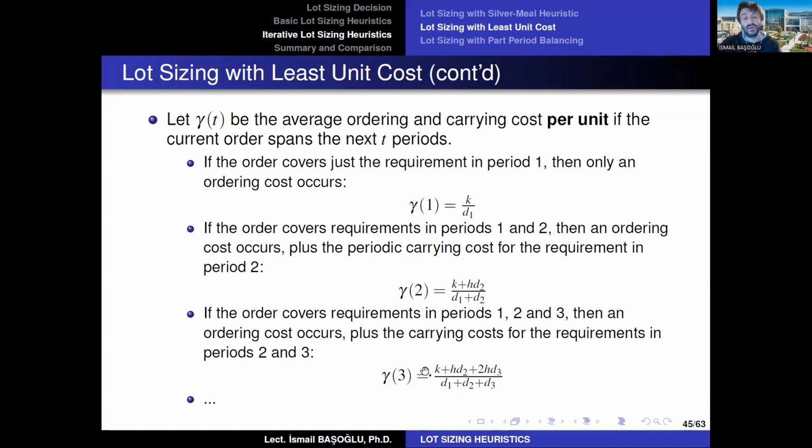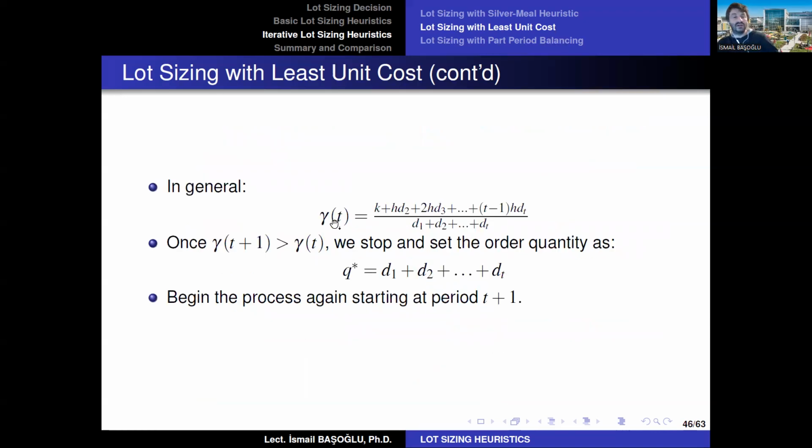If we spend the demand of the following 3 periods, then we need to divide that cost by the total demand in the following 3 periods, basically. So the generalized gamma function here is this. If my order spans the demand of the next T periods, then I need to pay a fixed ordering cost plus the inventory carrying cost for the demand of the next period, H times D2. In order to carry the inventory for the third period, I need to multiply the demand with 2H.